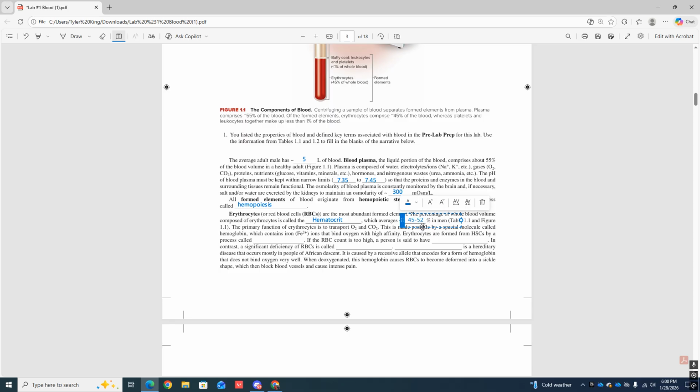The primary function of erythrocytes is to transport oxygen and carbon dioxide. This is made possible by a special molecule called hemoglobin, which contains ions that bind oxygen because of the high affinity they have towards it. Erythrocytes are formed from HSCs by a process called what, guys? Remember, it's a poiesis. What's the Greek word for red? Erythro. Erythropoiesis. All right. If red blood cell count is too high, a person is said to have what? This is called polycythemia.